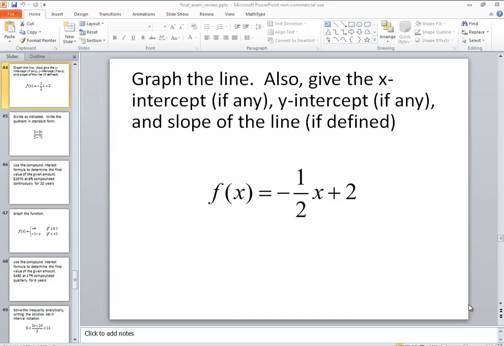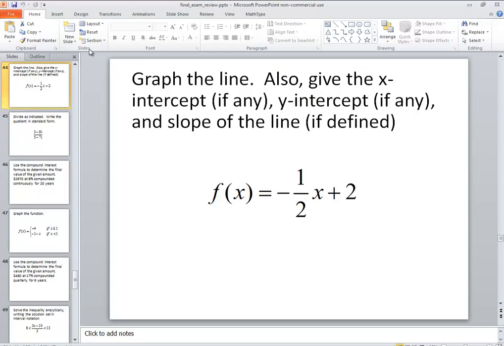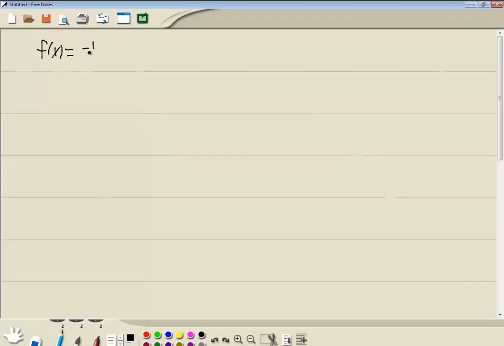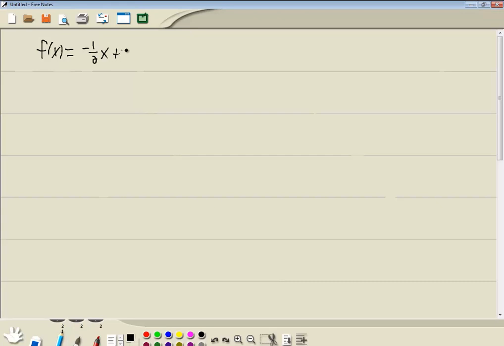Let's take a look at this problem. I want to graph this line. So we got f of x is equal to negative 1/2 x plus 2. First off, keep in mind if you got function notation like this, that's interchangeable with y.